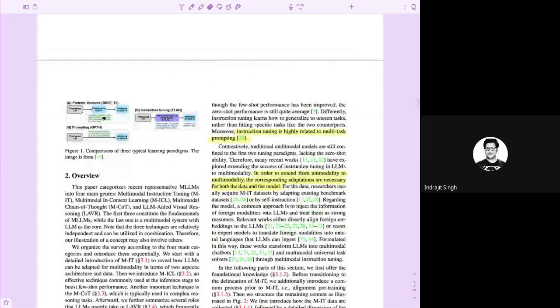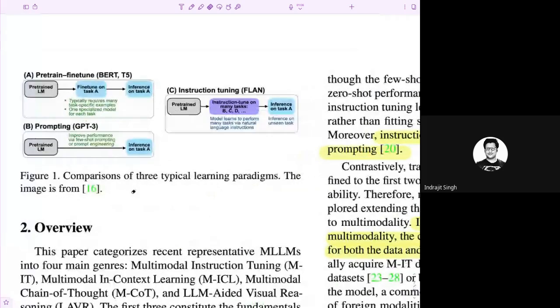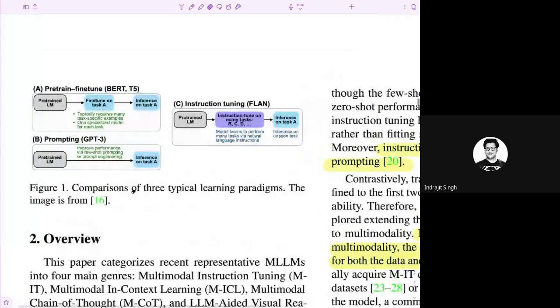Okay, now let's come to the comparison of three typical learning paradigms. By now I think most of us are aware of these prompting techniques. The first one is that you have a pre-trained language model. You fine tune on task A, but it typically requires many task specific examples, one specialized model for each task, and then you get the inference. The other one is type B, prompting only, where you have a language model and you improve performance by few shot prompting, right?